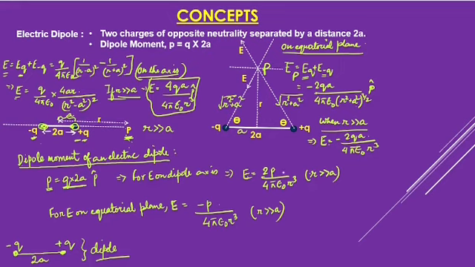So if we just replace this, here we got 4Qa by 4 pi epsilon 0 r cube. If we replace 2Qa by p, in this case, for the axis formula, we'll get E equal to 2p divided by 4 pi epsilon 0 into r cube. This is only for when r is very large compared to a. Similarly, for E on the equatorial plane, E is equal to minus p upon 4 pi epsilon 0 r cube, when r is very high compared to a.